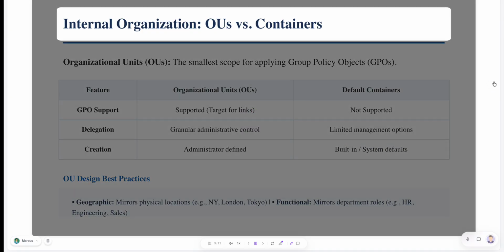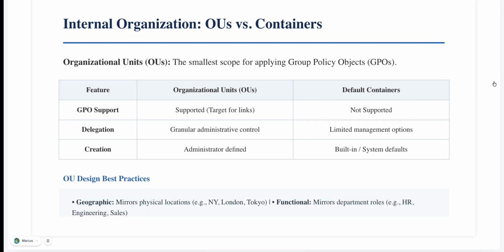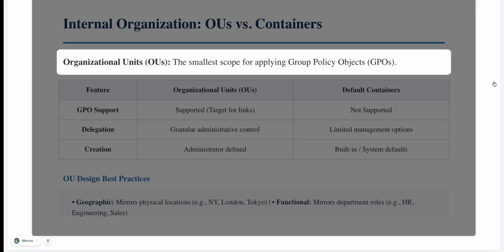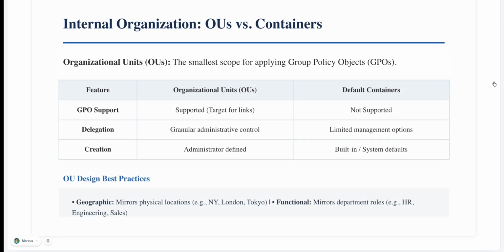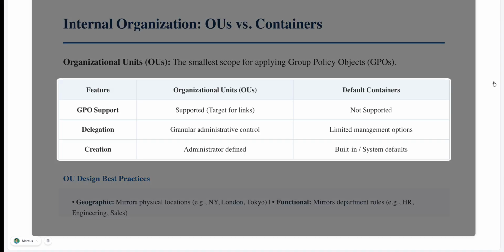Moving from the broad hard boundaries of the forest we just discussed, let's zoom into how we organize objects inside the domain. Understanding the difference between OUs and containers is the first step toward effective security engineering. Organizational units, or OUs, are the most critical building blocks for us. Why? Because they are the smallest unit to which we can apply group policy objects. If you want to enforce specific hardening settings on a set of workstations, those workstations need to live in an OU. Take a look at this comparison.